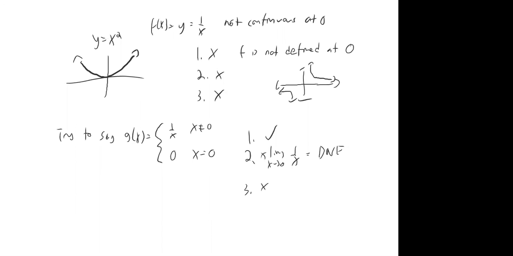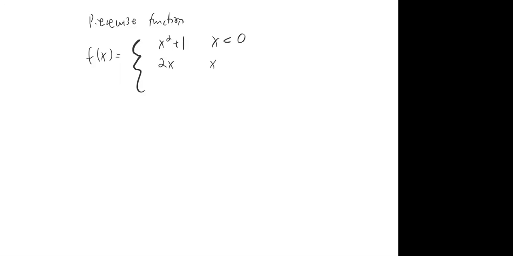Okay, so if I give you a piecewise function, a lot of times, if the inside functions are continuous, let's say, I don't know, x squared plus 1 for x less than 0, 2x for x between 0 and 5, and then sine of x for x bigger than 5.